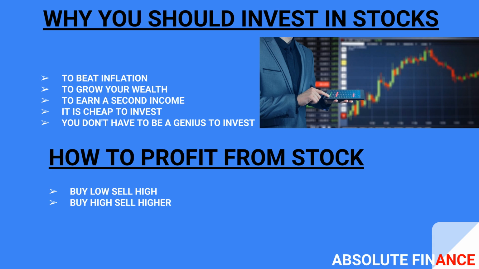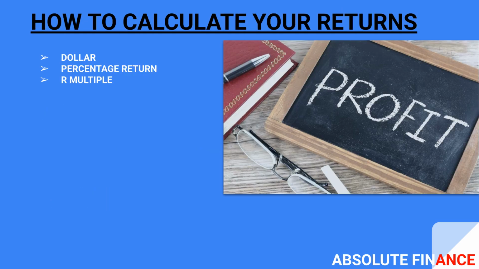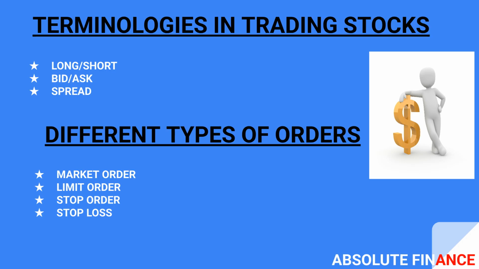To profit from a stock, you can buy low and sell high, or buy high and sell even higher. You can calculate your returns in several ways: dollar return, percentage return, and the R multiple. Key terminologies in trading stocks include long/short, bid/ask, and spread. There are also different types of orders: market order, limit order, stop order, and stop loss.